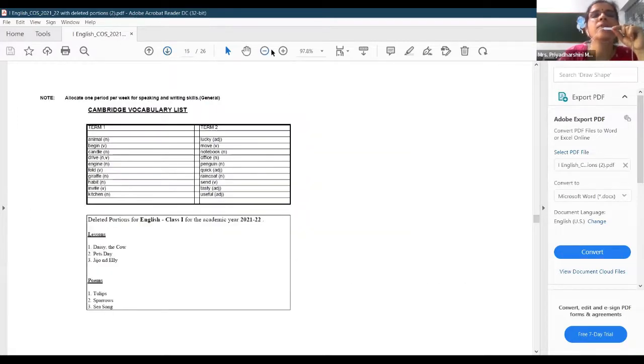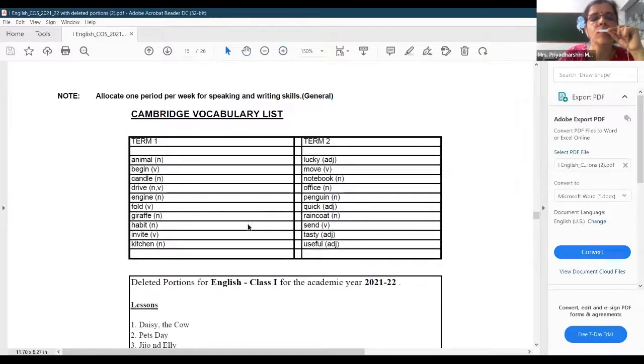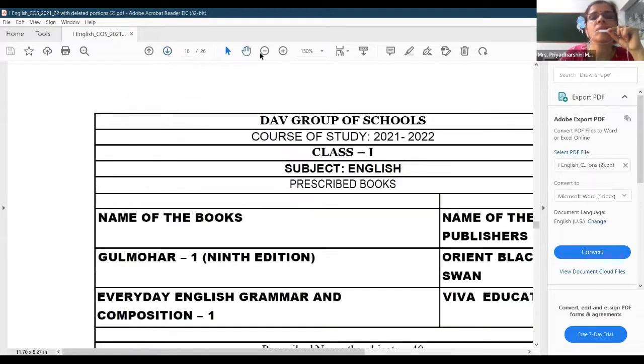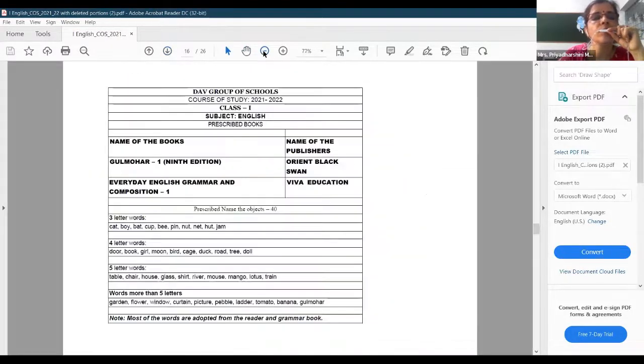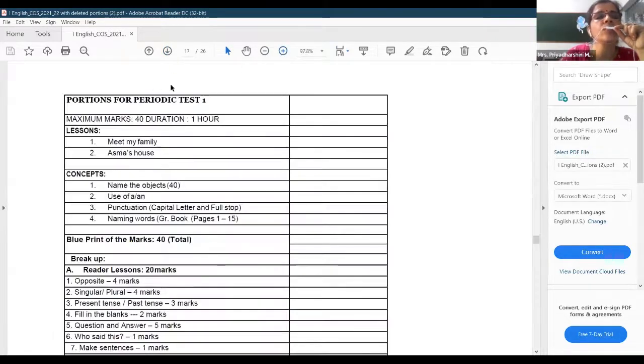Okay. And see, for class 1, we have a vocabulary list also. The child should be familiar with all these words. Some more words we are planning to include this year. Okay, so that will be given there. And what are the books that we prescribe? See, Gulmohar book we have, and Everyday English Grammar book also we have. And portions also will be given here. Okay, please refer to the course of study, teachers. Everything is clearly mentioned there.